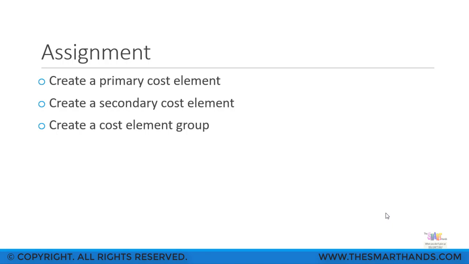Now practice creating some primary cost elements by creating your GL accounts. Also create a few secondary cost elements as well. Then create a cost element group. Using a cost element group, you can combine one or more cost elements. These cost element groups will be very useful for reporting as well as for allocation and assessments. We will come to that later in our presentations.